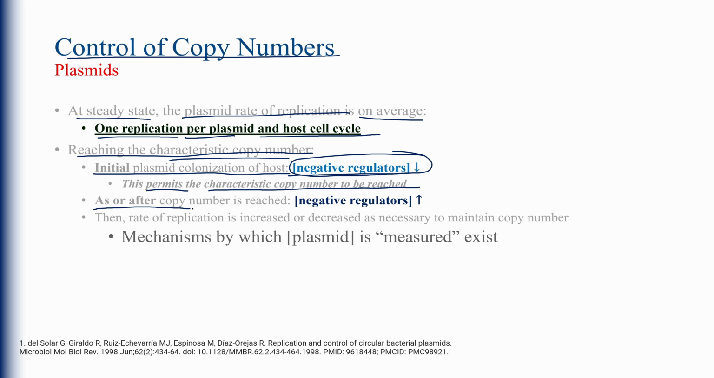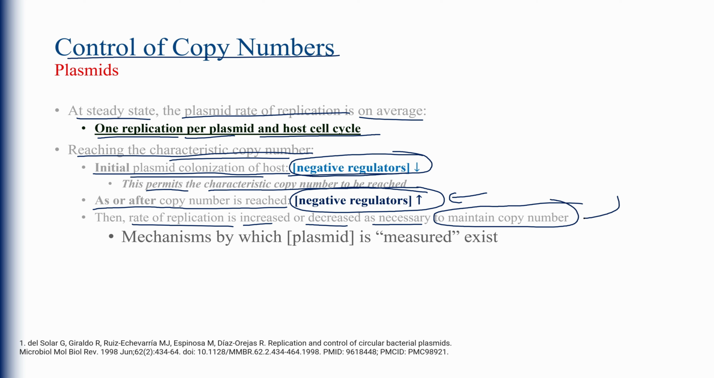Now, as or after the copy number is reached, those negative regulators will increase in concentration or in numbers. And because of this, you now have some kind of a halt to the rapid increase in the plasmid, or the rapid replication of the plasmids that was occurring during the initial colonization. And because of this, now you have this characteristic copy number that's been somewhat reached. Now, importantly, the rate of replication will then increase or decrease as necessary to maintain the copy number.